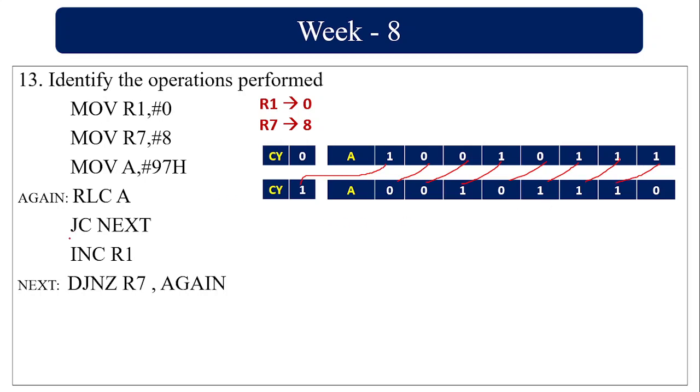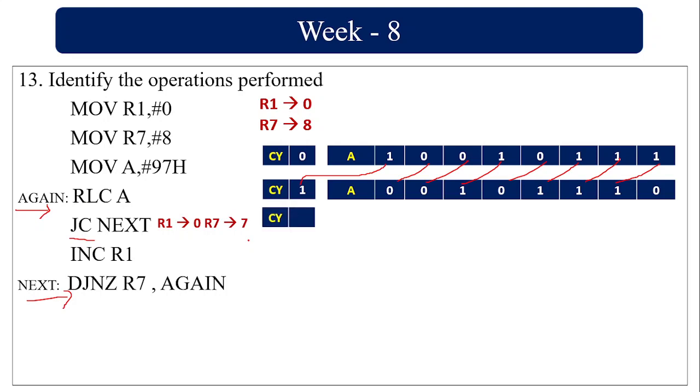So next what happens? Jump on carry. So here if your carry is going to be 1, you are going to this location. So here this location, decrement, JNZ R7. Your R1 value is same as 0 here, and then decrement your R7. So this 8 becomes 7 here, and since it is not equal to 0, you are going to perform this again. So it goes again to the RLC position.